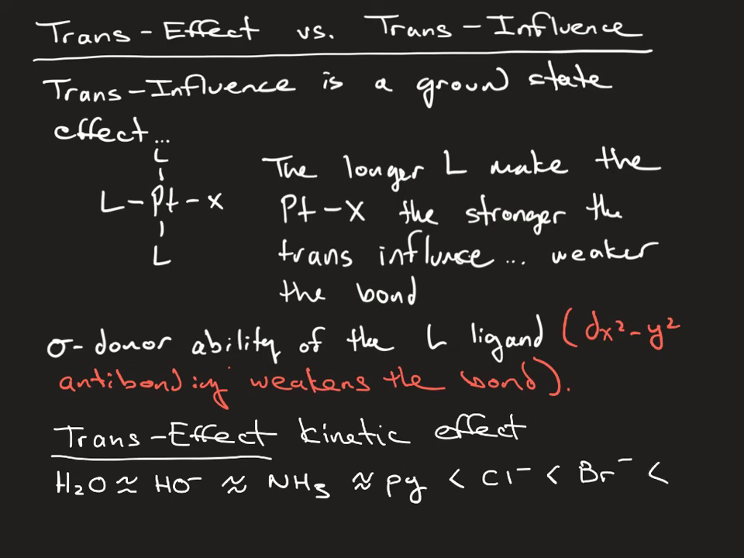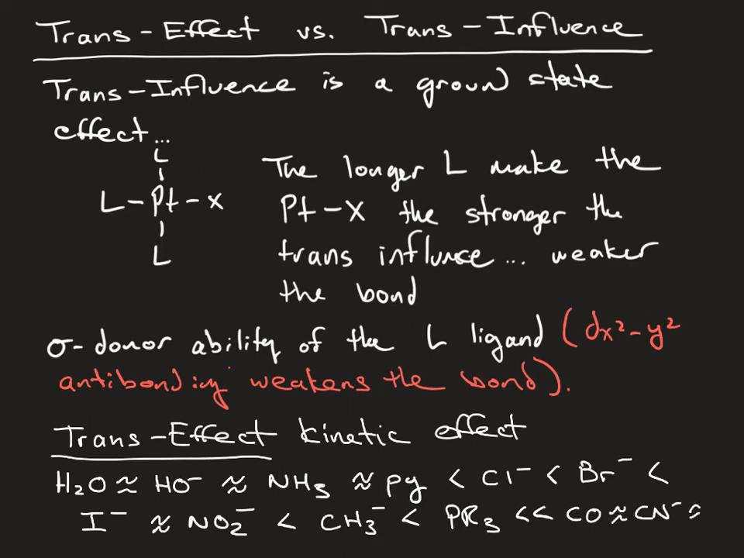bromide, iodide, which is approximately the same as NO2 minus, followed by methyl, phosphines, and then way off the scale as far as having a very strong trans effect are COs, cyanides, and alkene ligands.